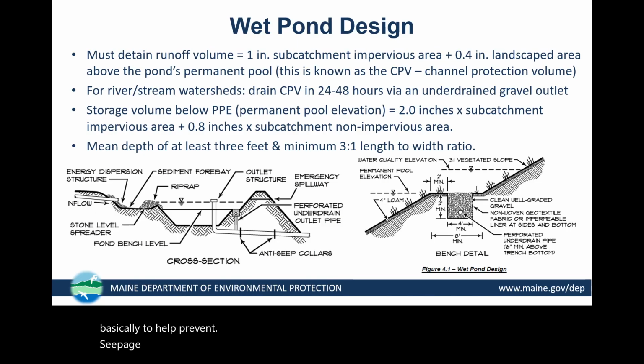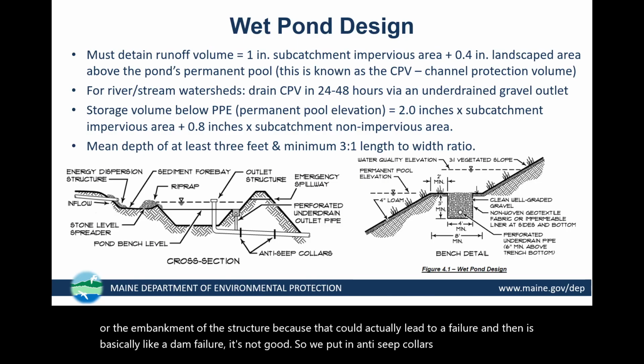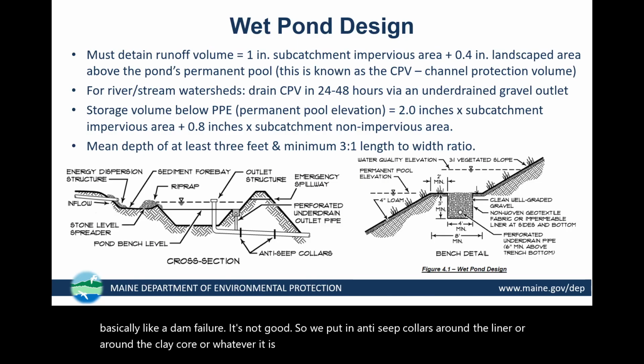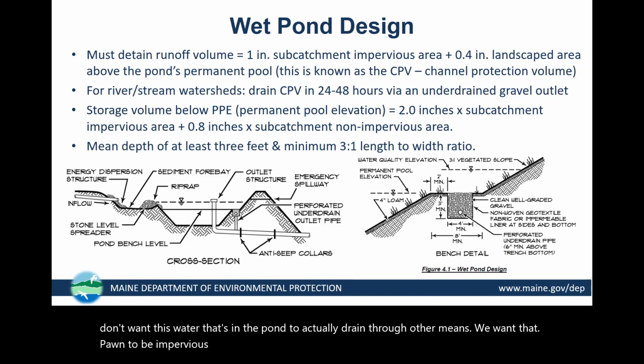seepage from the stormwater pond, and we don't want that seepage to undermine the berm or the embankment of the structure because that could actually lead to a failure, and then it's basically like a dam failure. It's not good. So we put in anti-seep collars around the liner or around the clay core or whatever it is to help prevent seepage from occurring because we don't want this water that's in the pond to actually drain through other means. We want that pond to be impervious and retain that water.